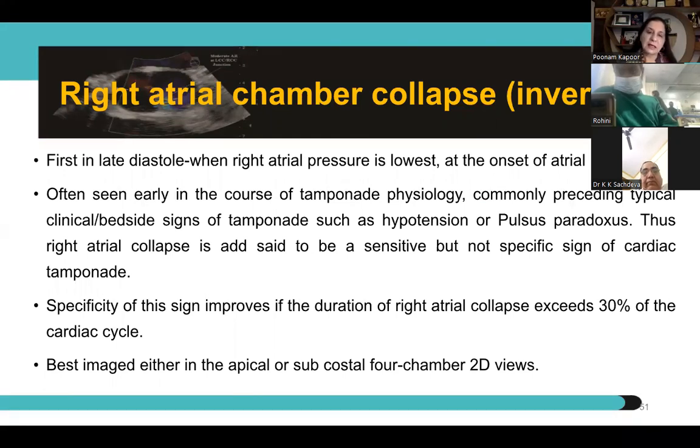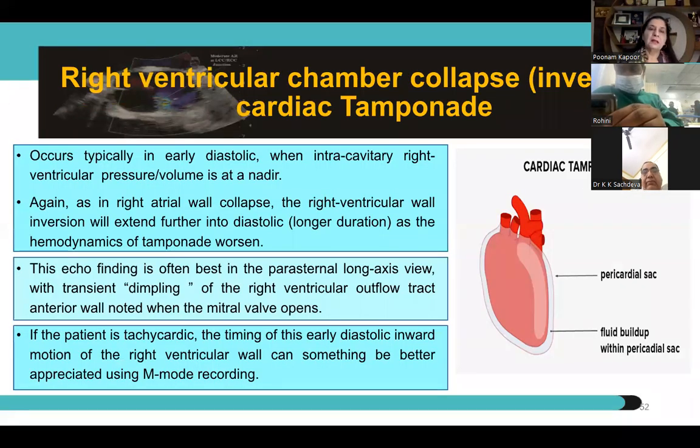And this sign of right atrial collapse exceeding 30% of the cardiac cycle, or more than 1/3 of the cardiac cycle, is a pathognomonic sign for right atrial inversion, is a pathognomonic sign for pericardial effusion going on to the constrictive pericarditis side. And it is best seen in a subcostal 4-chamber 2D view. The right ventricular chamber collapse in cardiac tamponade occurs in early diastole. This is the MCQ question, which is seen very, very common.